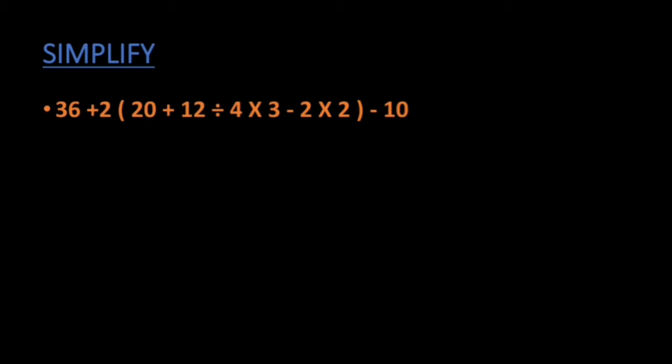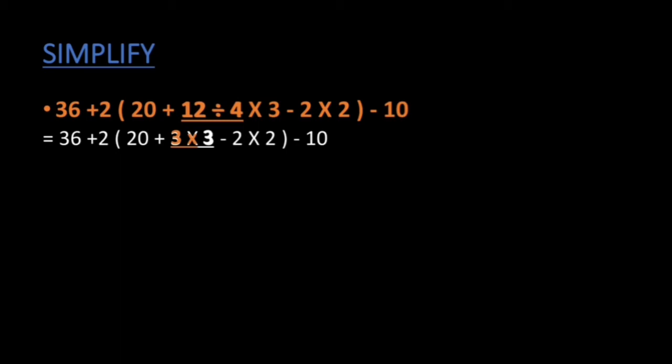In that also, first we will simplify the division. In the parenthesis, we are going to simplify the division, that is 12 divided by 4. In the next step, we will copy all the numbers the same: 36 plus 2 into 20 plus, and instead of 12 divided by 4, we will write the quotient. 12 divided by 4 is 3. 36 plus 2 into 20 plus 3 into 3 minus 2 into 2, close the bracket, minus 10, we will write the same.